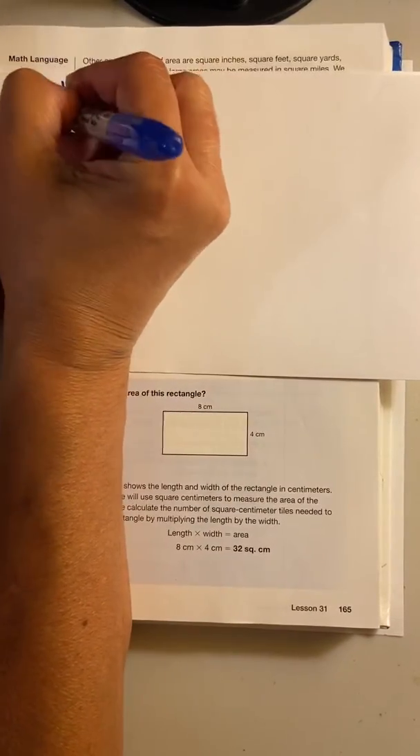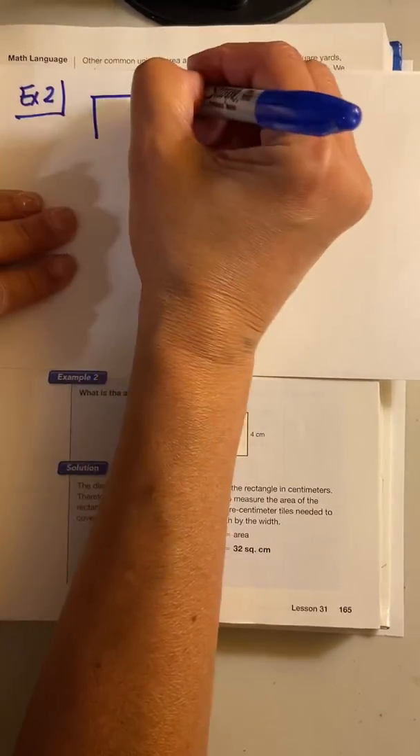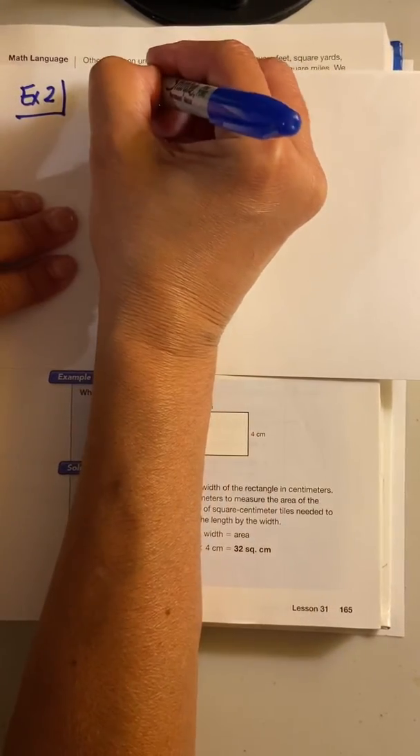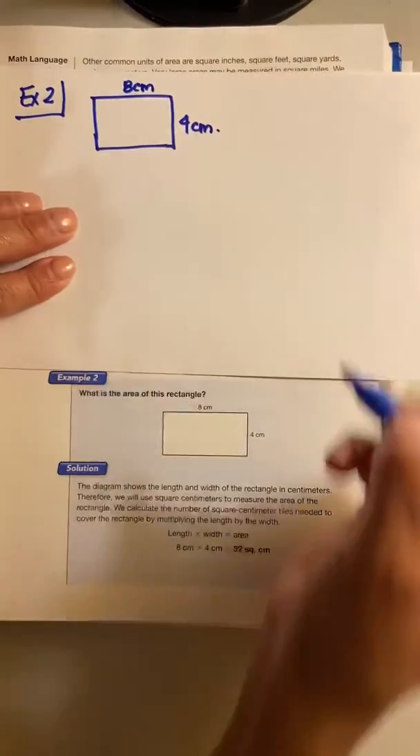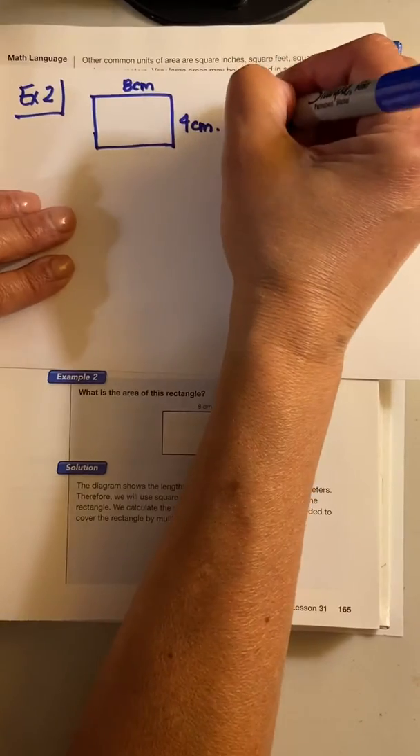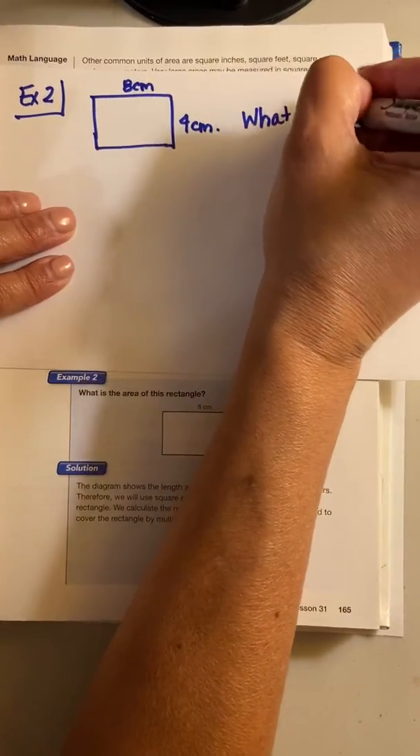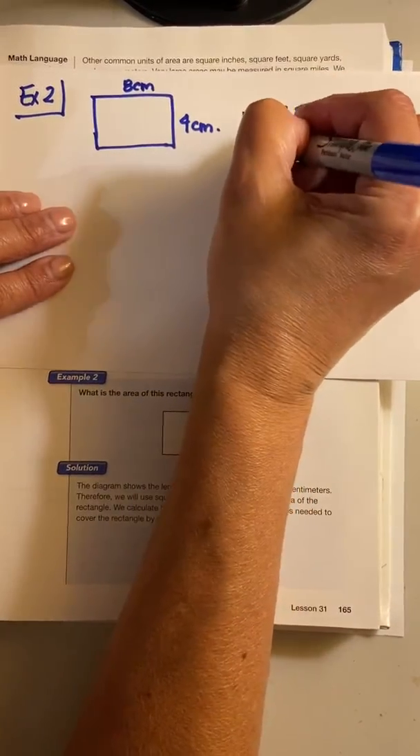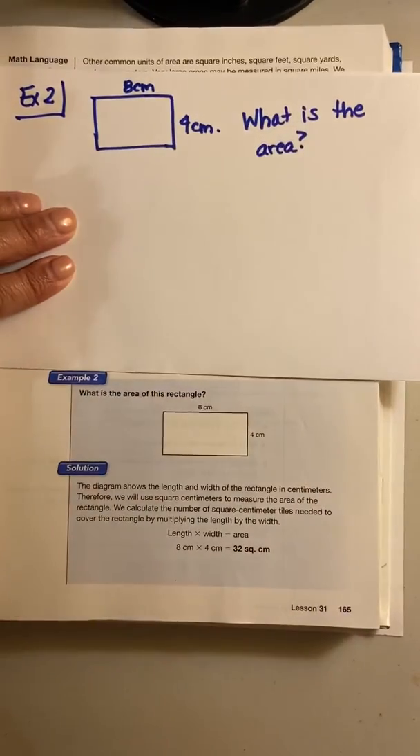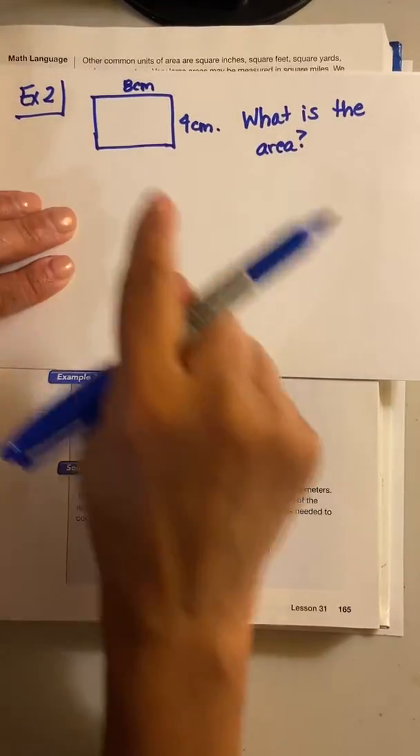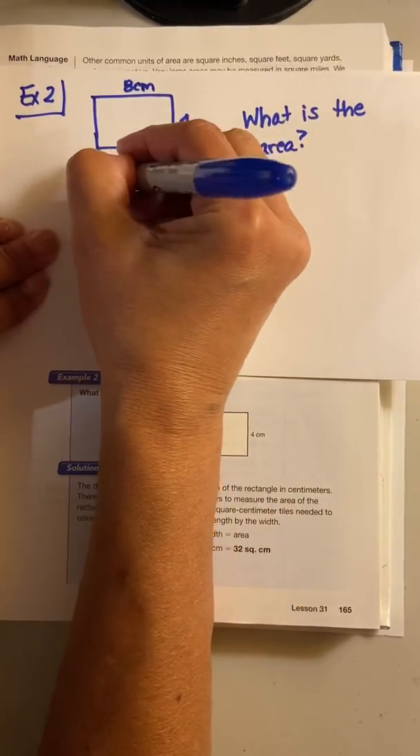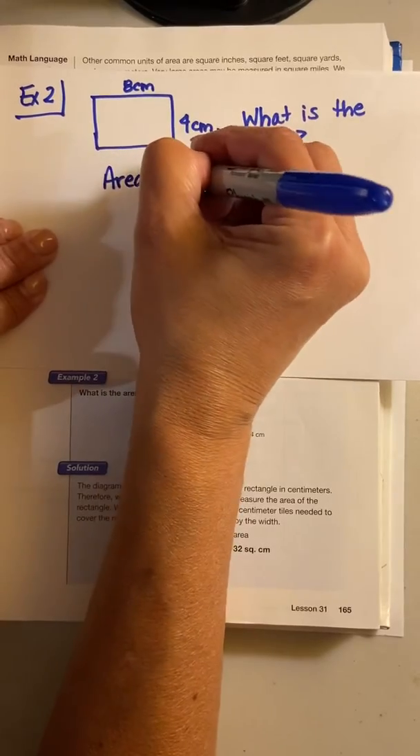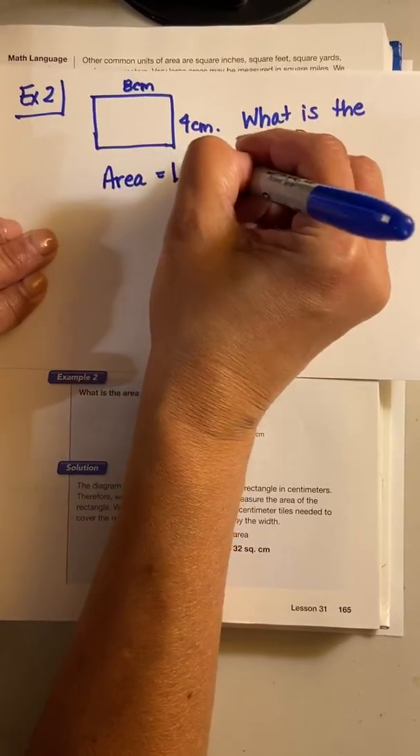Example 2. I'm going to draw the rectangle. Pretty much all rectangles are the same shape. 8 centimeters by 4 centimeters. And they ask, what is the area? I'm not going to add any more. I think that pretty much you understand what's being said. If you wrote this on your paper, I'm going to know what you need. And I'm going to tell you again that the area is equal to the length times the width.